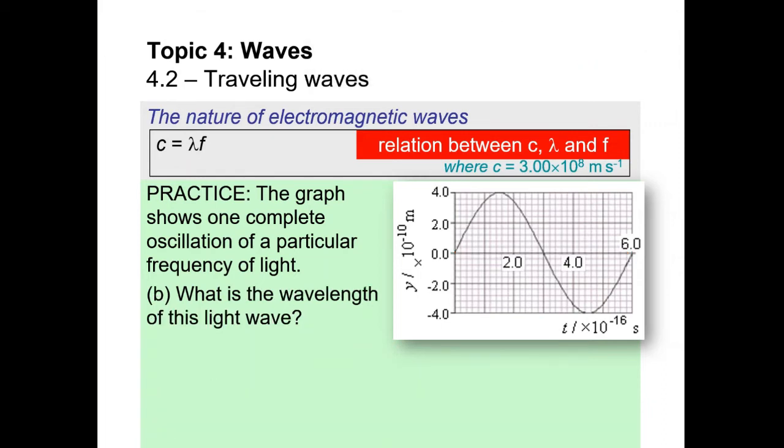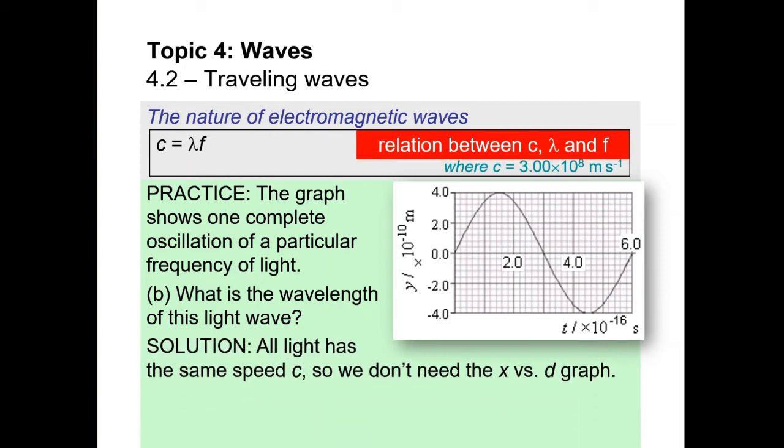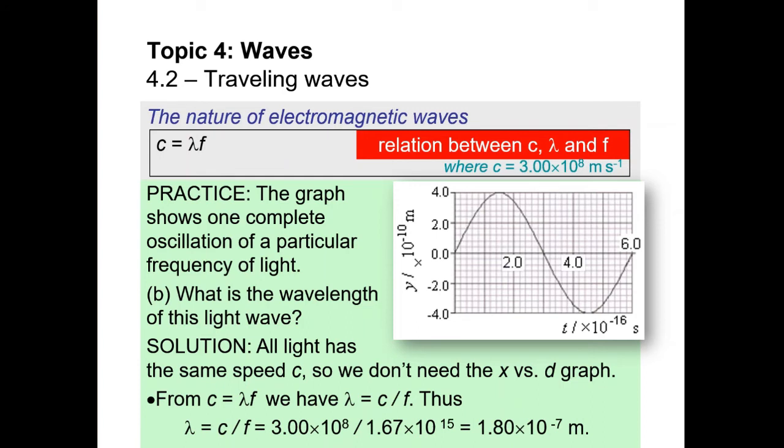What is the wavelength of this light wave? As we know, it is an electromagnetic wave. All electromagnetic waves have the same speed, the speed of light. And we can utilize the formula above: c equals lambda f. We can rearrange it: wavelength lambda equals c over f. c is the speed of light, 3 times 10 to the 8, over the frequency from the previous slide, 1.67 times 10 to the 15, which equals 1.8 times 10 to the minus 7 meter.